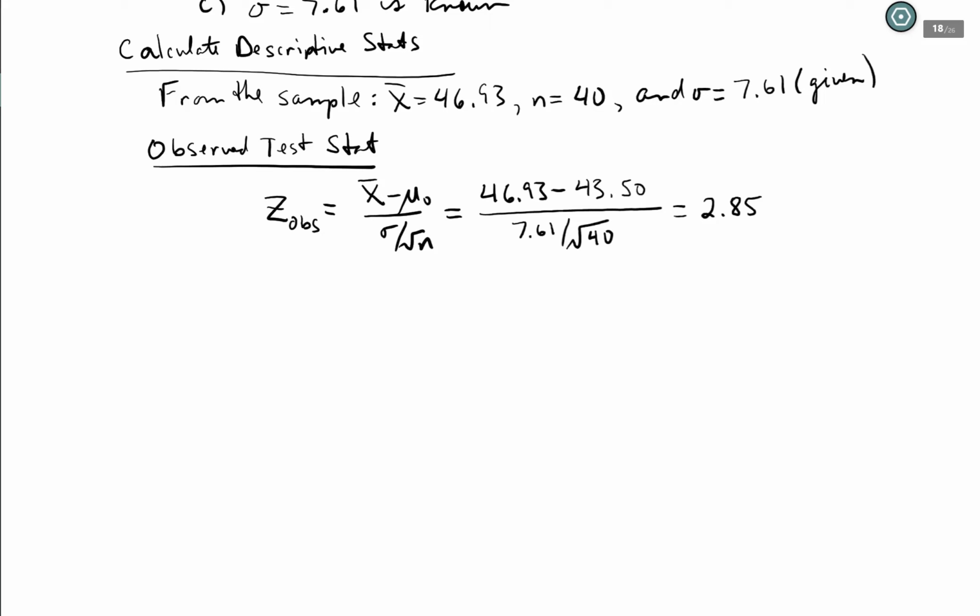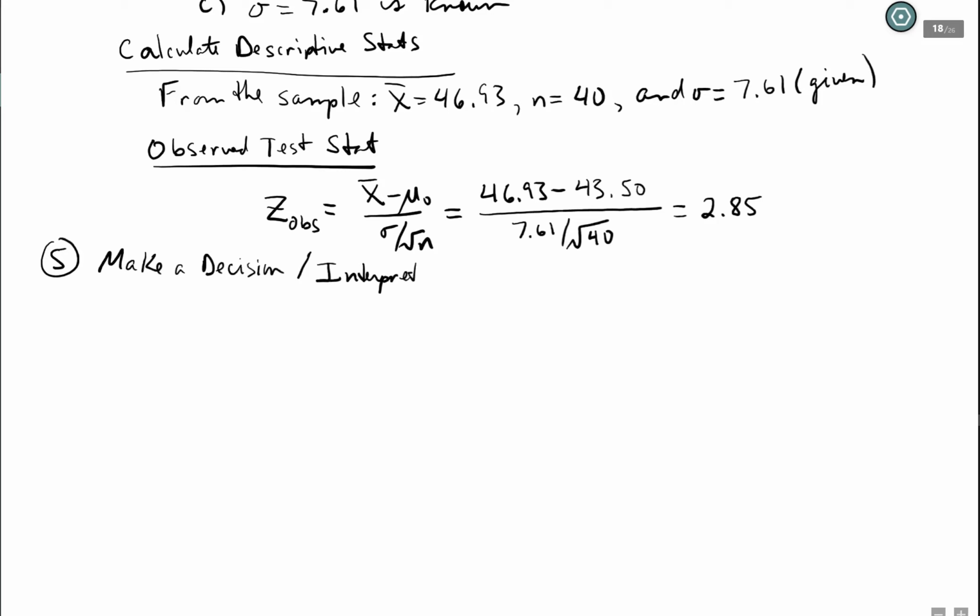And that's actually a large distance. It's a pretty large distance. It is a large distance on the standard normal distribution. When you get out to z equal to 2.85, you're pretty far out in the right tail of the distribution. But the takeaway, to formalize this in terms of making a decision and interpreting it, is as follows.